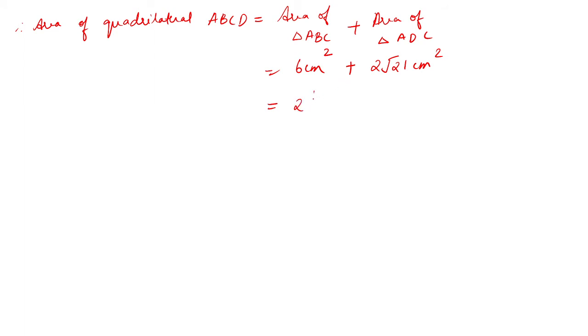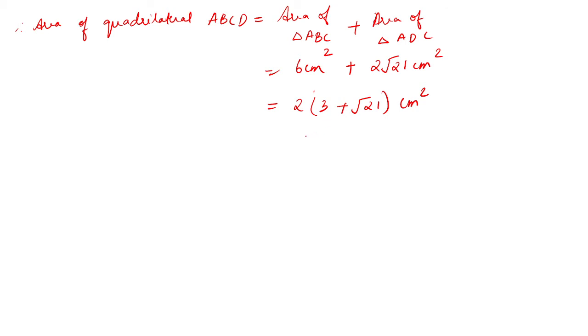What happens if you take 2? You can write this as 2 root 3, plus you'll be left with 21, and you can take centimeter square outside, because again centimeter square is common to both. So you're getting this as 2 of root 3 plus 21. So that should be your option number.